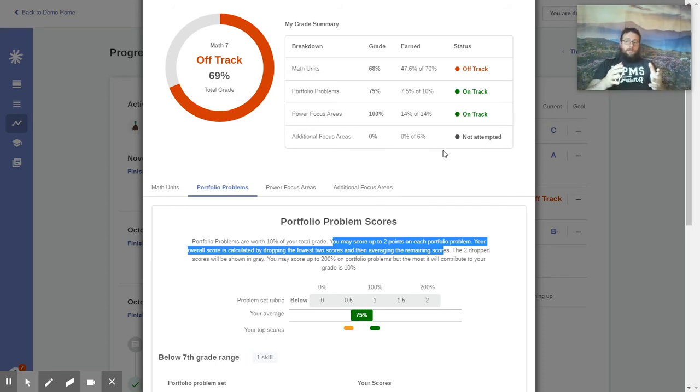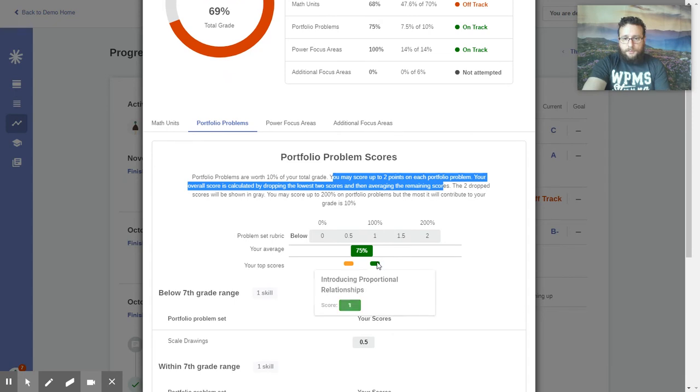Likewise, with the portfolio problems, you can do extra. You can go deeper and get extra credit that can help your portfolio grade be as high as possible. But the highest it can possibly be is 100%. So even if you get above 100%, it will still say 100% towards that, and that will account for about 10% of your grade. This student has a 75% because they got a 1 for the first portfolio problem and a .5 for the second portfolio problem.